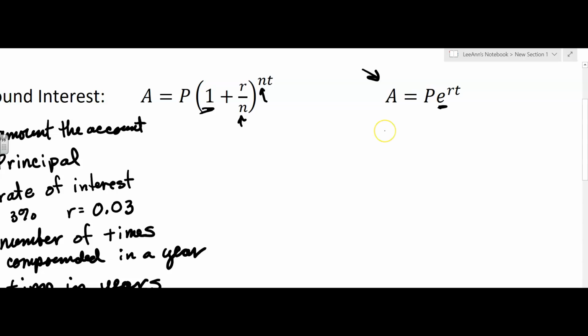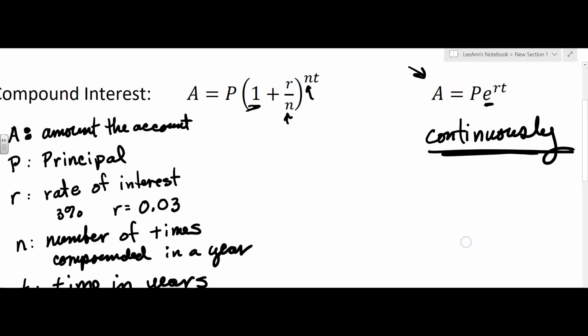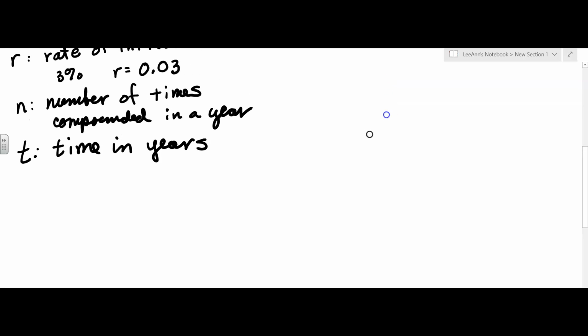But this is for accounts where it's compounded continuously. So if it says we're going to compound the money continuously, use that formula, okay? So you don't have to know what N is because it's constantly being compounded. That used to be a big thing in the 70s, I think. Like the banks would say, oh, we're going to compound your interest continuously. A lot of times it's not that much of a difference, but it is more money. So, okay, those are the formulas, and I'll show you how to use them in the next video.